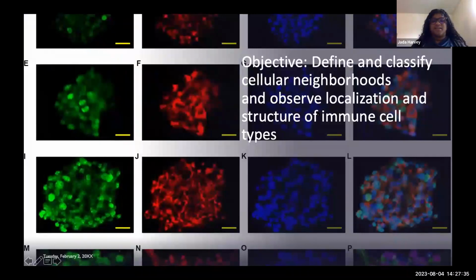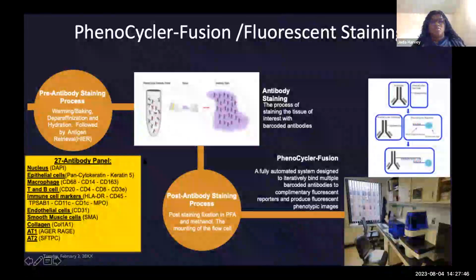So the objective of this project is to define and classify cellular neighborhoods and observe localization and structure of immune cell types. To start off, our first step was fluorescent staining done through our PhenoCycler Fusion. This whole process is just to ensure that the PhenoCycler run goes successfully.